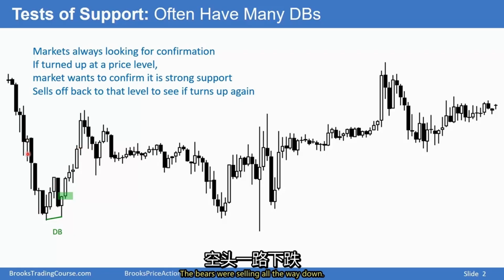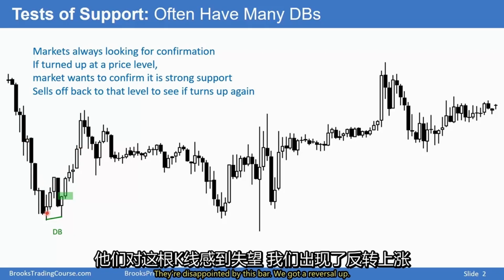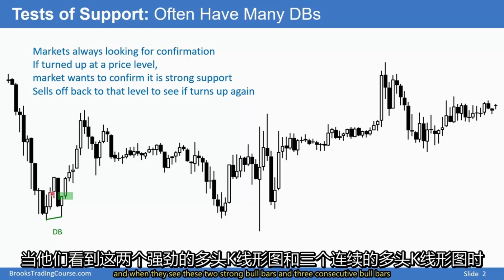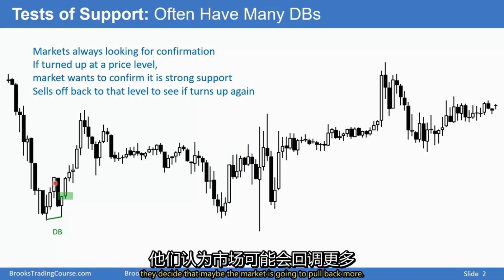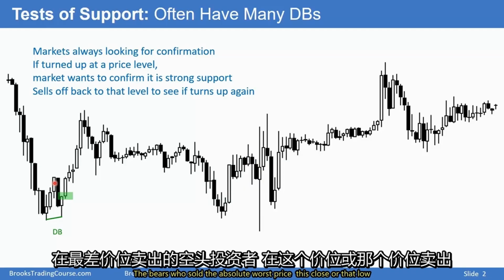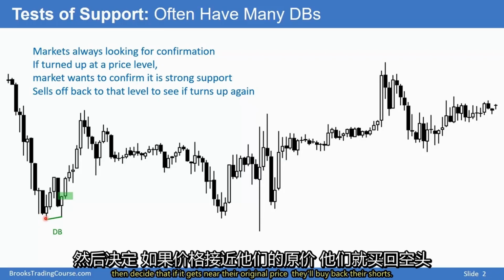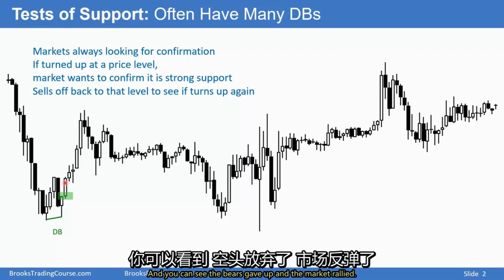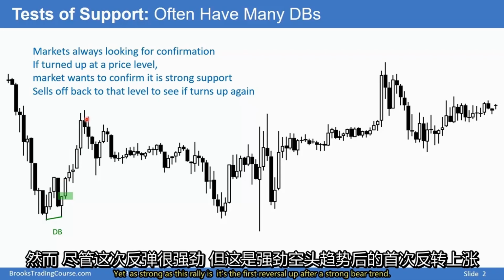The bears were selling all the way down. They're disappointed by this bar. We got a reversal up. Some of the bears sold more here, and when they see these two strong bull bars and three consecutive bull bars, they decide that maybe the market is going to pull back more. The bears who sold the absolute worst price, this close or that low, then decide that if it gets near their original price, they'll buy back their shorts. And that's what took place here. And you can see the bears gave up and the market rallied.